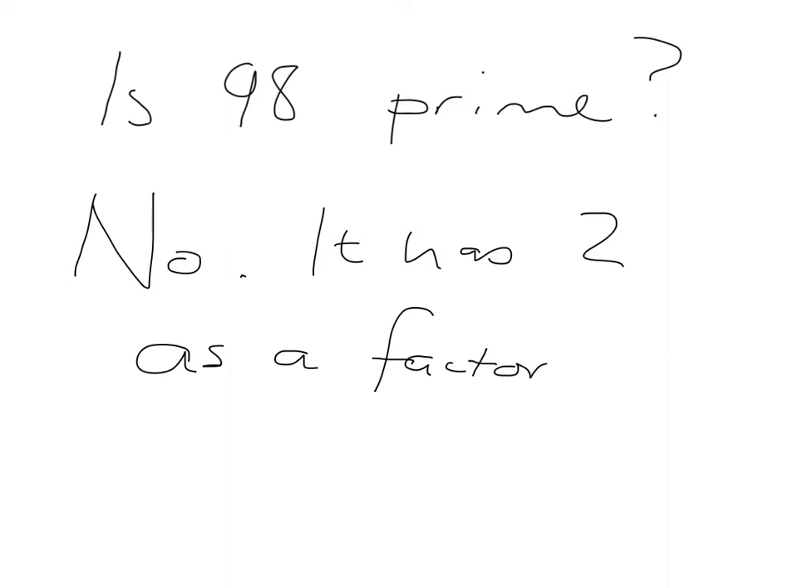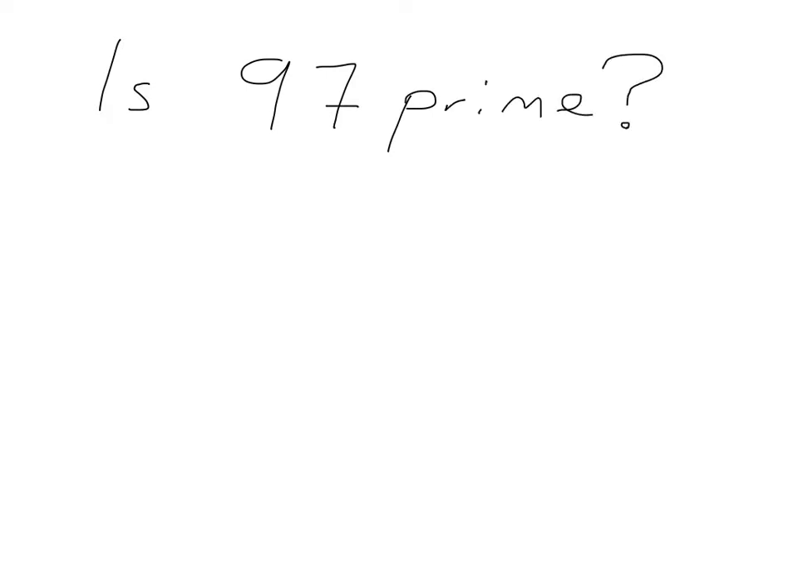But what if they asked something that wasn't about an even number? What if they asked, is 97 prime? Now this is a little more difficult because I can't immediately think of something that divides into 97. But I actually need to be sure, so I need to go and check. I need to check 2, then 3, then 4, then 5, then 6, then 7, then 8, then 9, then 10, then 11, then 12, and so on. And it's going to take me an awfully long time because I've got to check all numbers all the way through to 97. I can do something to make it a little quicker than that.